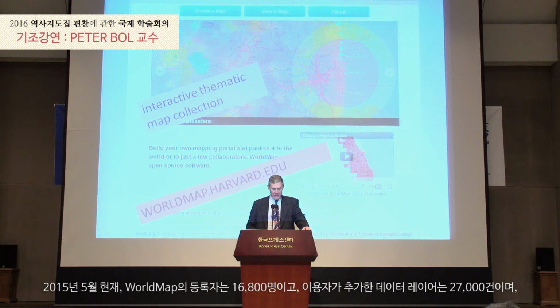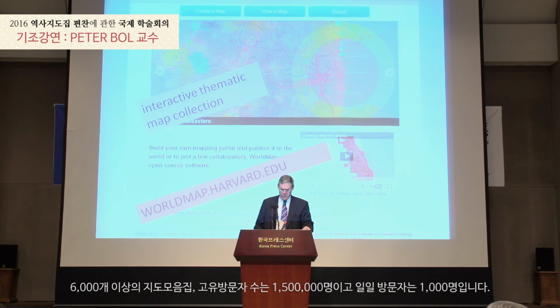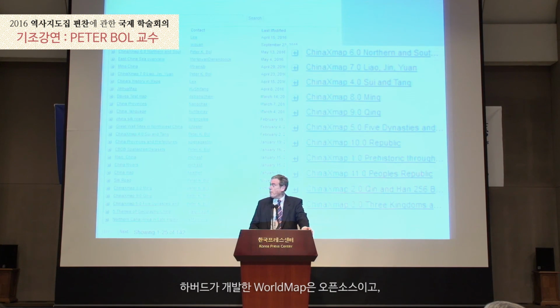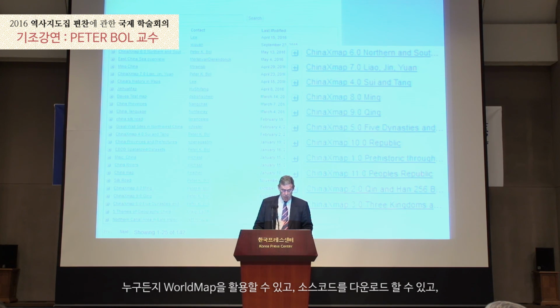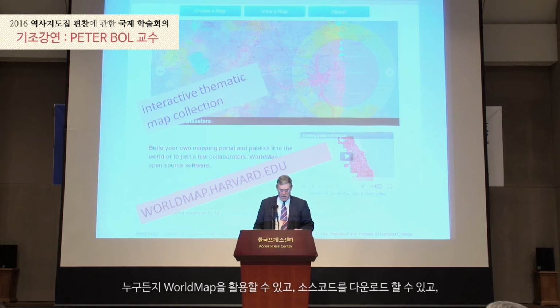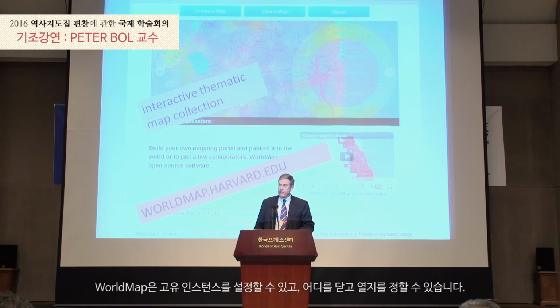As of May 2016, World Map had 16,800 registered users, 27,000 data layers added by users, and over 6,000 map collections, with 1.5 million unique visitors, and about 1,000 visitors per day. World Map, developed at Harvard, is open source. Anyone may use World Map, may download the source code, set up their own instance, close it to the world if they want to, or open it to the world if they choose.